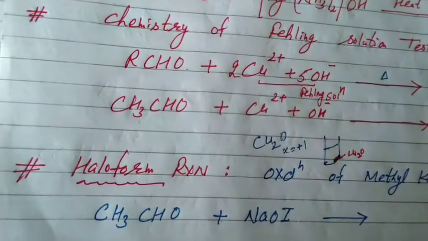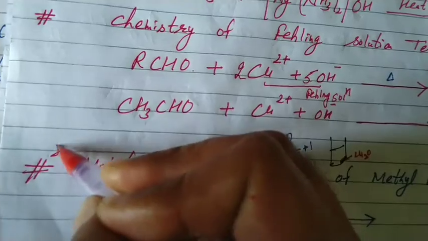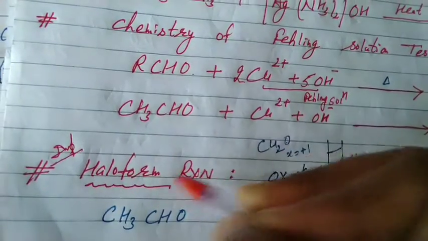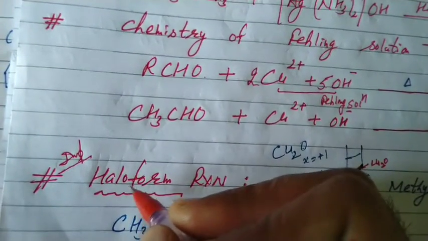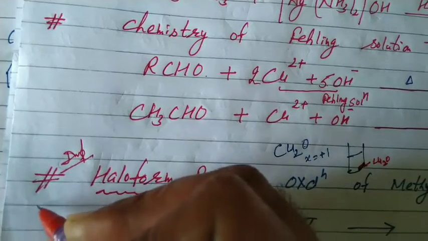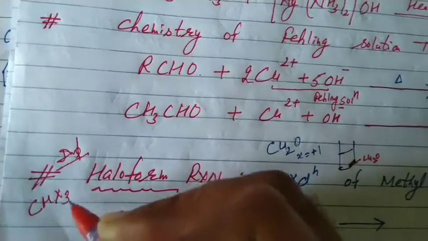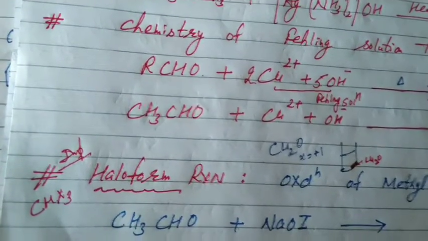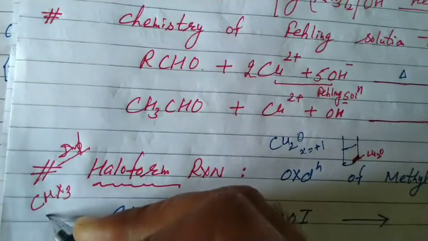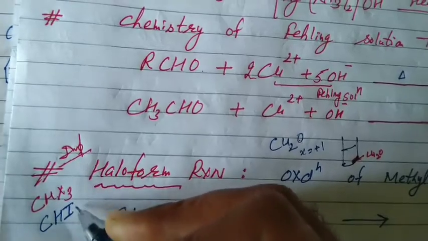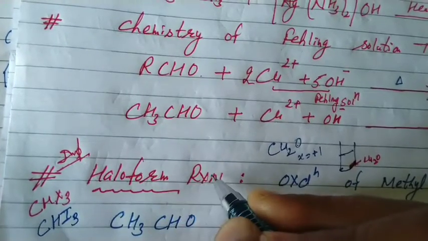After this, next, students, is the haloform reaction. It is again an important reaction that leads to the formation of a haloform. The name indicates haloform reaction. Do you know the formula of a haloform? CHX3. Chloroform is CHCl3 and iodoform is CHI3. You are familiar with these terms. What is the formula of iodoform? CHI3. Why do we call it the haloform reaction?